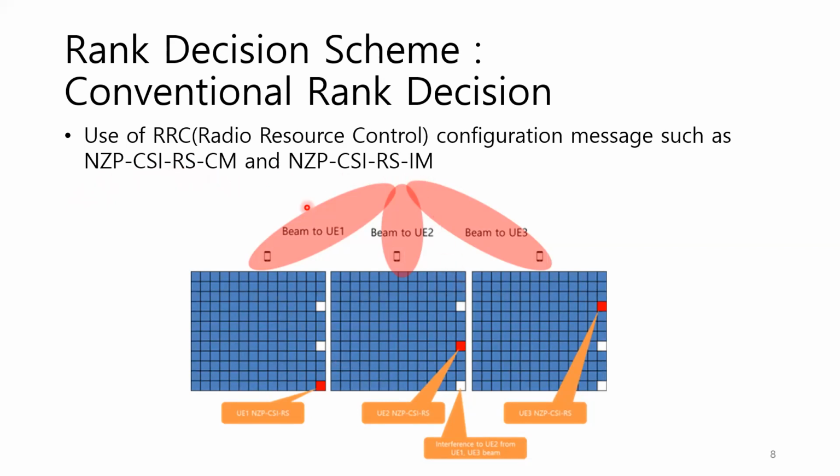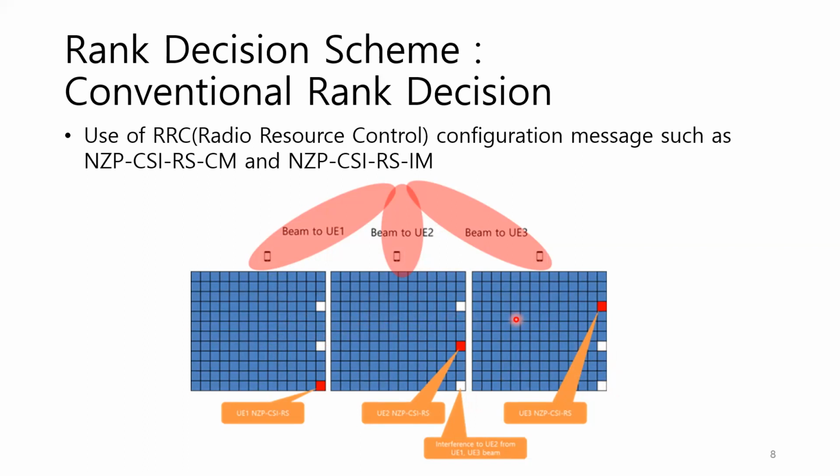This figure is an example of RE mapping for transmitting non-zero power CSI-RS-CM and IM. RE means a resource element. When transmitting the CSI-RS from the base station as shown in this picture, the UE will perform interference measurement by estimating the level of interference at the empty RE positions of the white color. This RE is interference measurement. And the UE will determine the rank accordingly.